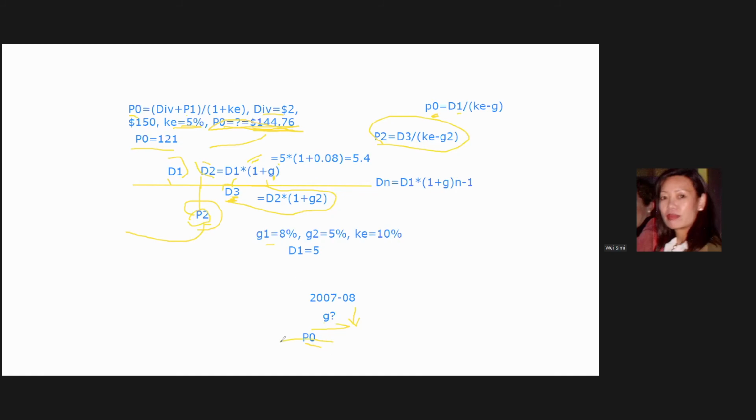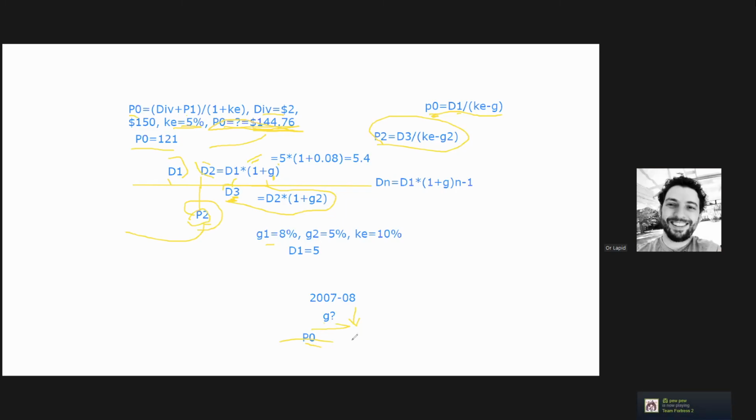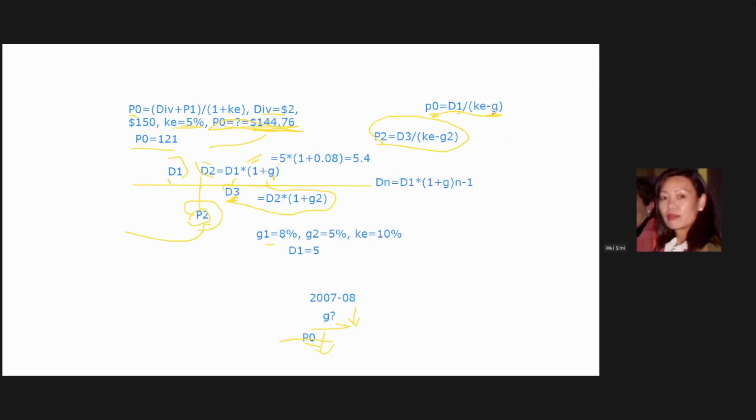So G dropped. Well, I removed the formula. So use this formula here. If G dropped, what happened to P0, the stock price? It's going down. Remember this one dropped and it's negative in the denominator. I give you numerical, so maybe we should do that numerical again.